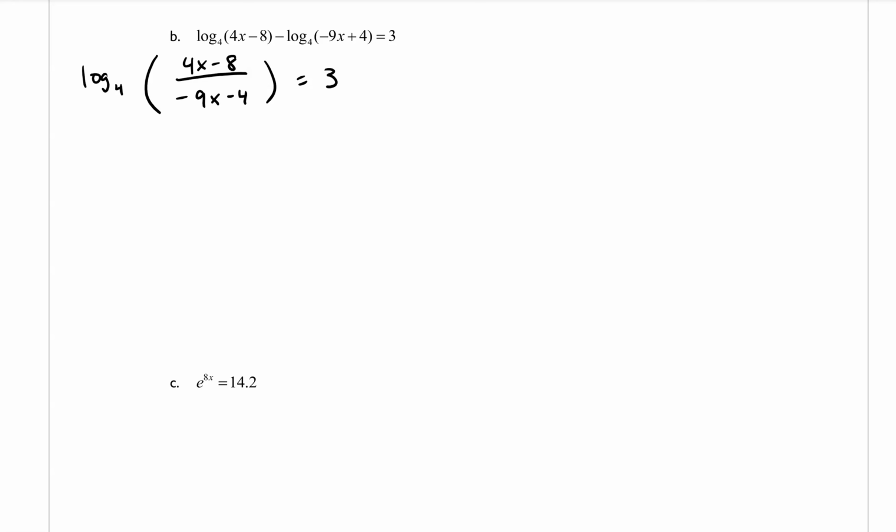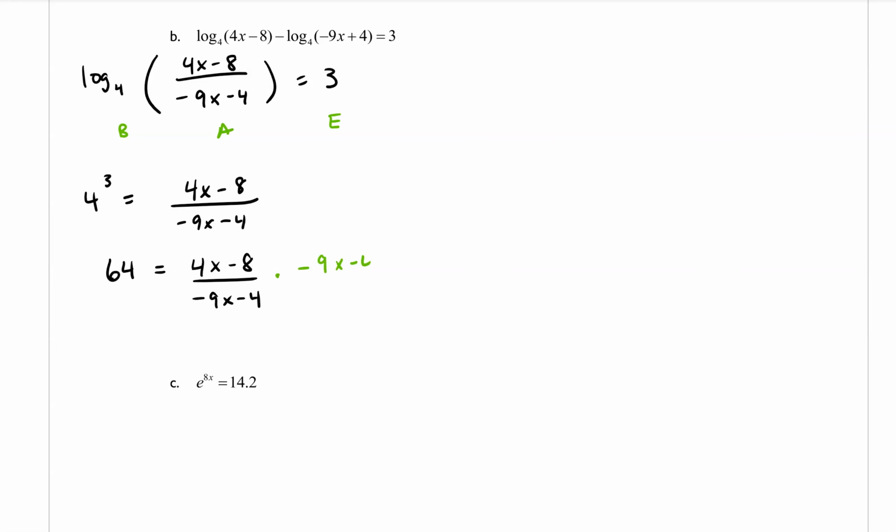Now, from here, we're trying to solve for x, so we want to get rid of the log, and we're going to do that by using base e. So if we use base e, then we get 4 to the third power is equal to 4x minus 8 over negative 9x minus 4. And we're going to want to simplify that now. So 4 to the third power is 64. What I'm going to do from here is multiply both sides by the denominator.